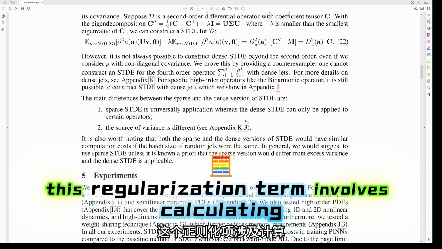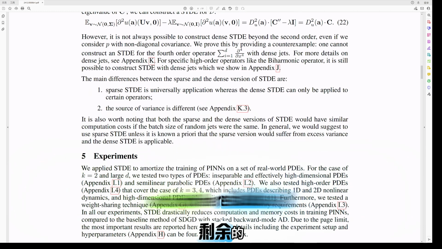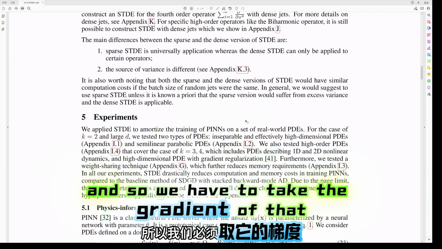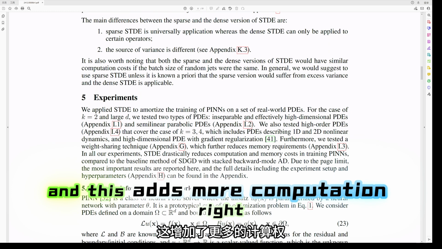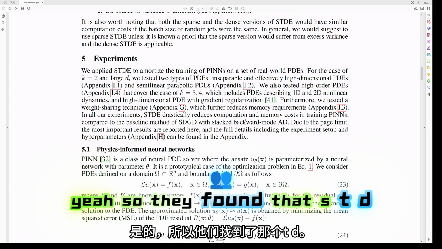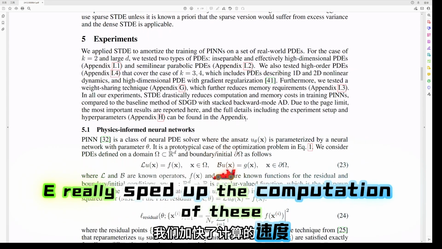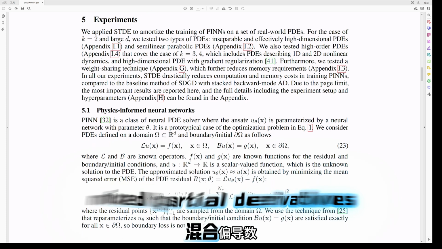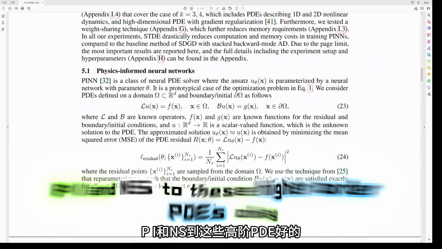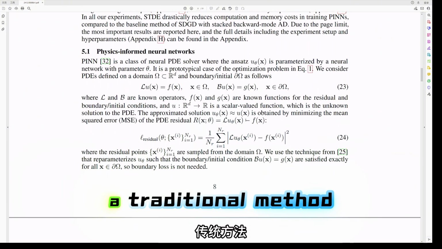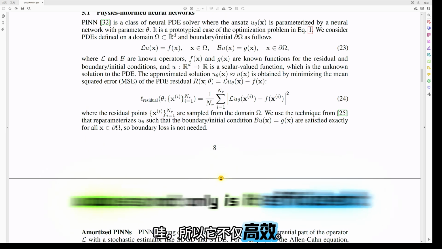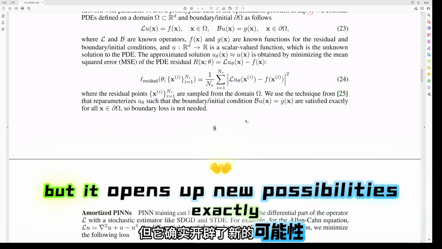Right, but this regularization term involves calculating something called the gradient of the residual. The residual is the difference between our prediction and the actual solution. So we have to take the gradient of that, and this adds more computation. Was STDE able to handle that added complexity? Yes, they found that STDE really sped up the computation of these mixed partial derivatives, which made it possible to apply these GPINNs to higher order PDEs. They showed that it outperformed a traditional method based on repeated applications of back-propagation. Wow, so not only is it efficient, but it opens up new possibilities.